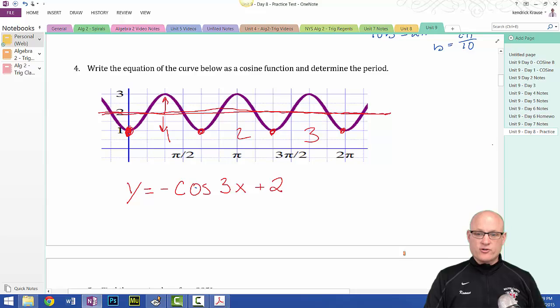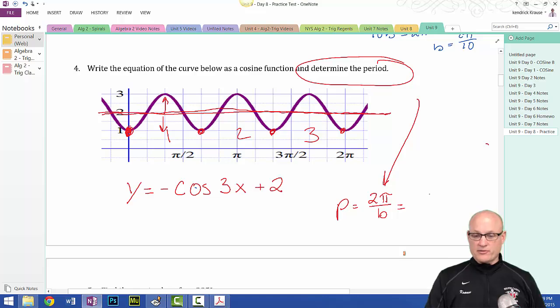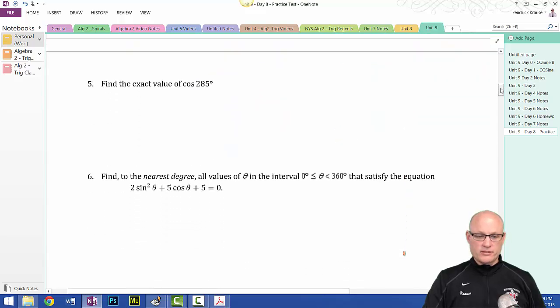Oh, and it says right here, ooh, I forgot. It says, and determine the period. Determine the period. I didn't even see that. So I got to determine the period. Period is just equal to 2 pi over b. And in this case, isn't b 3? So this is 2 pi over 3. I don't know why I added that. It just did.